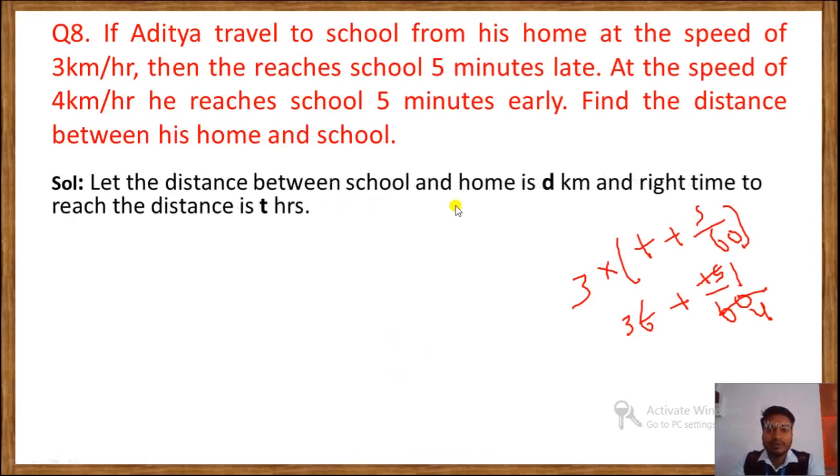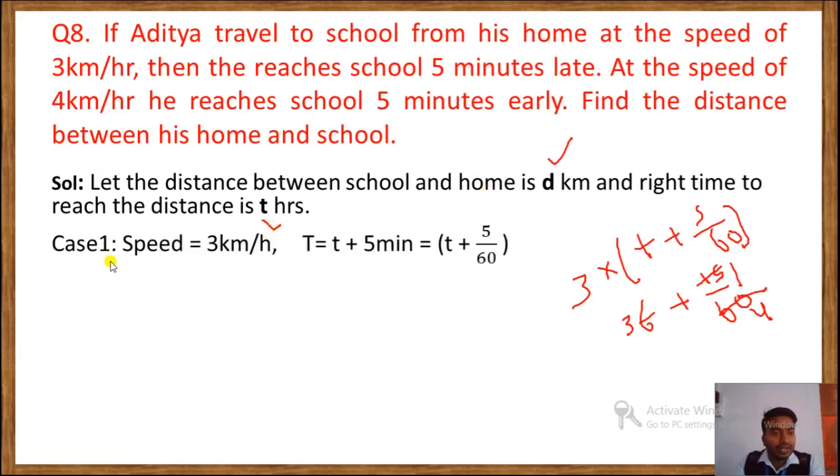So let the distance between school and home be d km and the right time to reach be t hour. This is d kilometer and this is t hour. This we are assuming, actual distance and actual time. Now case 1: for case 1 we have the speed 3 km per hour, and time equals t plus 5 minutes. Just now I have shown you, when the speed is 3 km per hour, he reaches 5 minutes late. So actual time we have t, and he reaches 5 minutes late. That's why I have added here 5 minutes, and this we have to change in hour. So t plus 5 by 60.